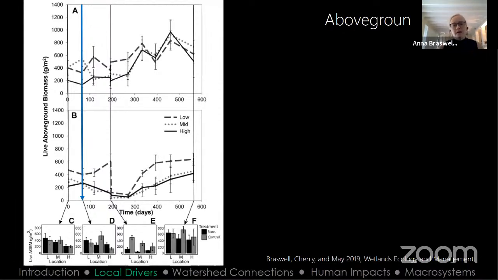It was only about 1.5 meters of flooding, so we didn't see any changes to the live above ground biomass after that hurricane. But after the fire in plot B, what we do see is a pretty significant decrease in our above ground biomass. So we see that the fire did enough to decrease our live above ground biomass.